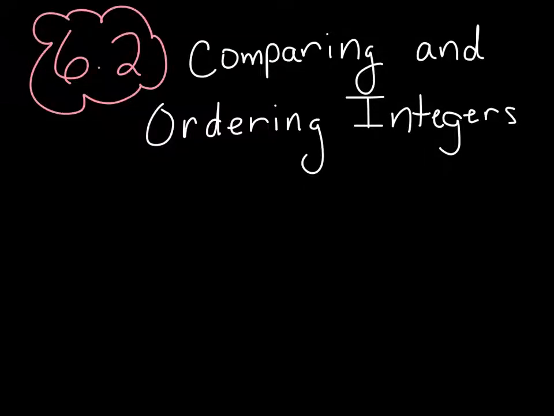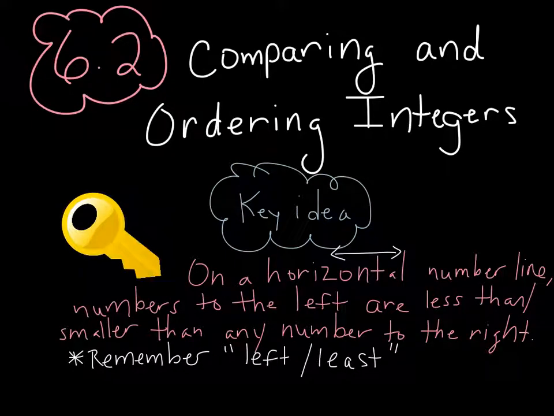In 6.2, we're going to be working on comparing and ordering integers. When we start comparing the integers, this is going to be the most important thing that we continue to come back to, and that is that on a horizontal number line, numbers to the left are always going to be less than or smaller than any number to the right.